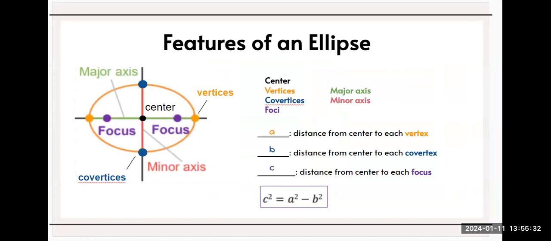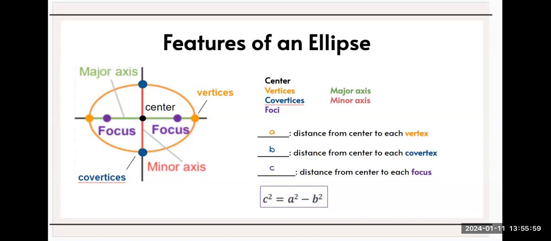So remember, the vertices are on the longer axis and the co-vertices are on the shorter axis. They can go vertical, they can go either way. The foci are always inside the ellipse on the longer axis, so on the major axis.